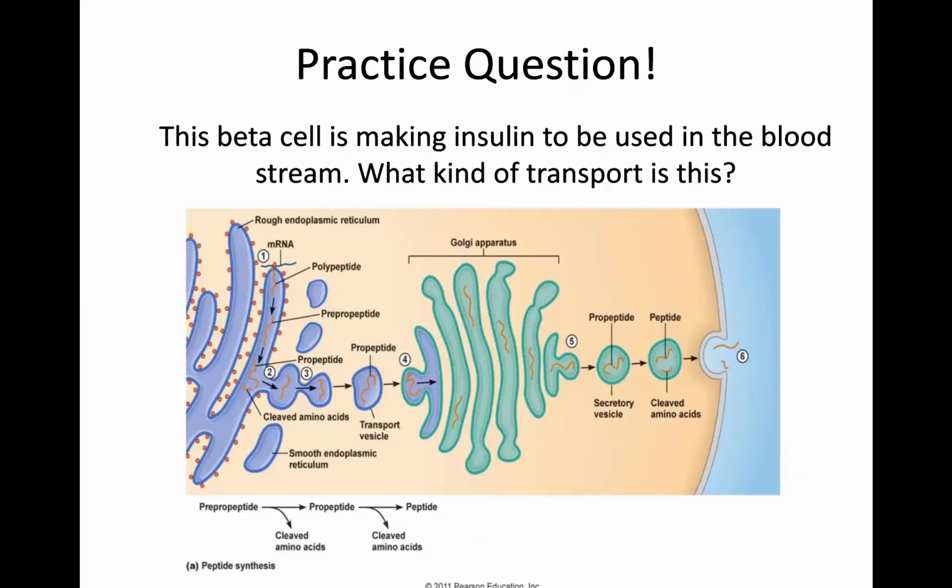So let's take this information and practice working with it, because you know your exam is this week as well. So here is a practice question for you. This is a beta cell, and it's making insulin. The insulin is going to get used in the bloodstream. What kind of transport is this?